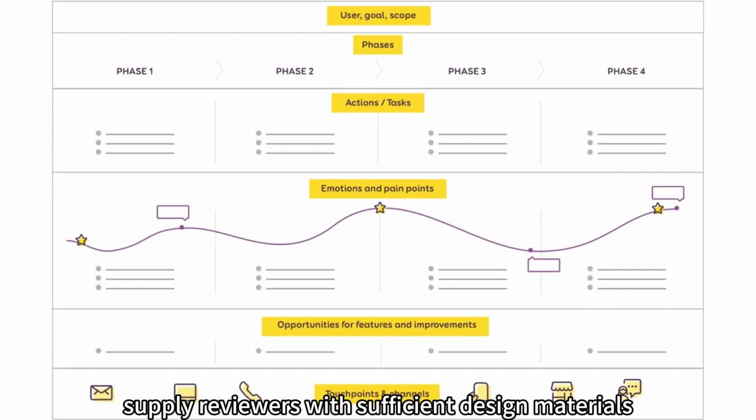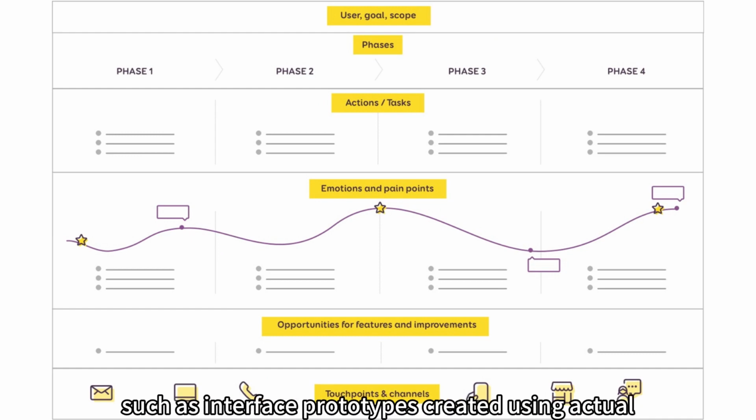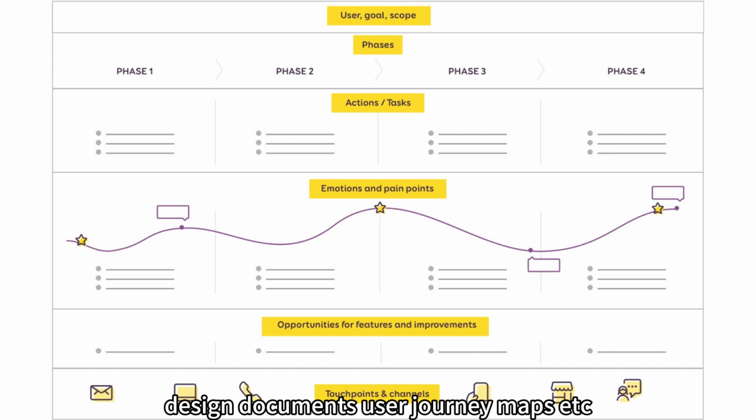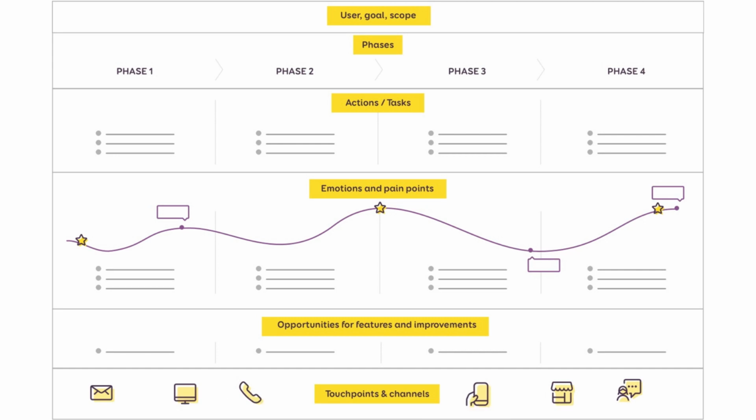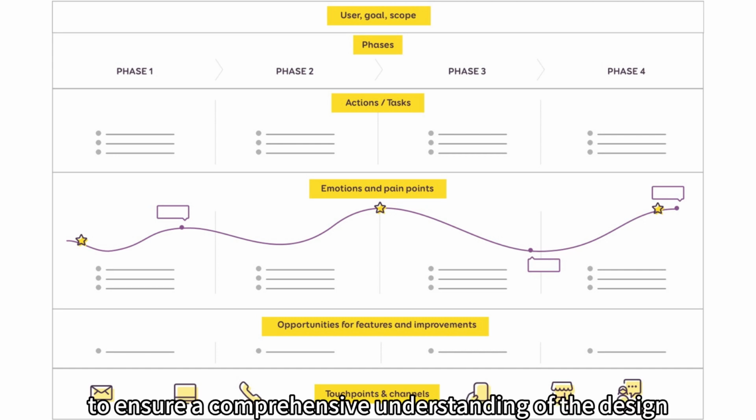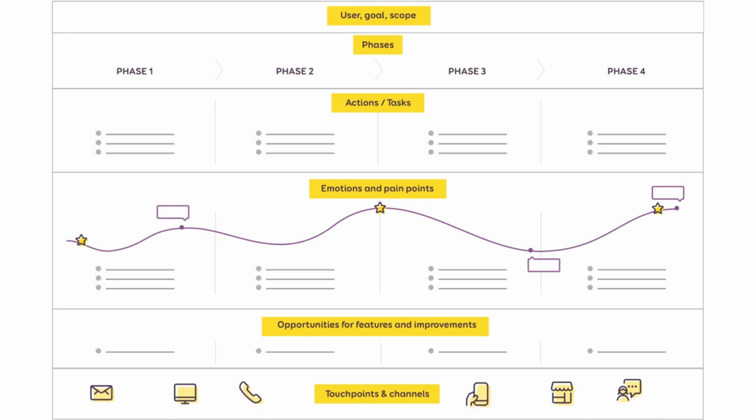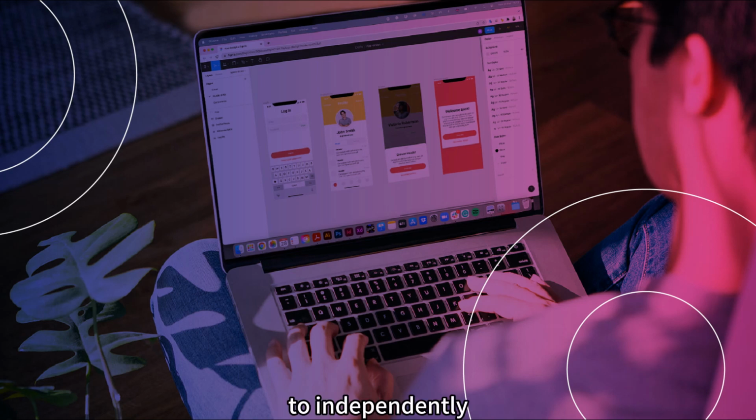Provide design materials. Supply reviewers with sufficient design materials, such as interface prototypes created using Axure, design documents, user journey maps, etc., to ensure a comprehensive understanding of the design. Conduct independent reviews. Allow each reviewer to independently review the design to avoid interference and subjective bias.